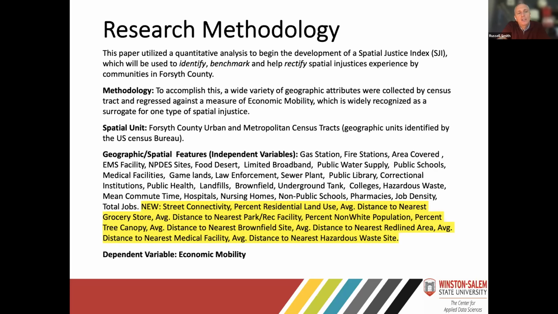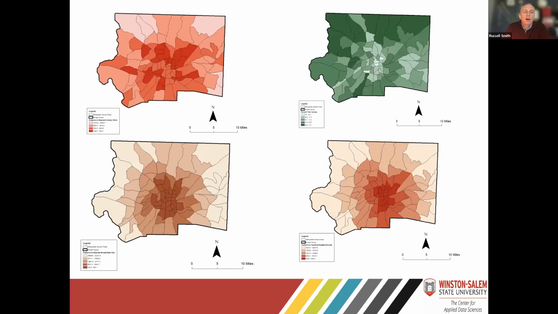What I want to note on it is the yellow there. These are the new measures that we're adding to our already geographic data set for the development of the index. We have a measure of street connectivity, land use mixture, tree canopy, and then a variety of distance-to measures, including distance to a redlined community, historically going back to the 1930s, distance to parks, grocery stores, things like that. This shows you Forsyth County, and I do show all 93 census tracts on here.